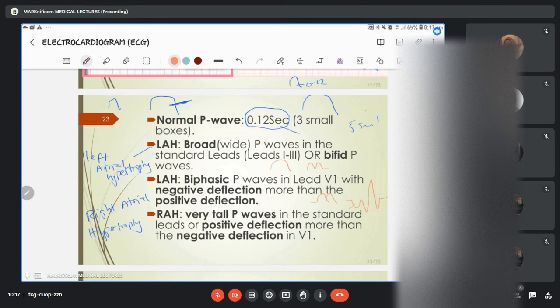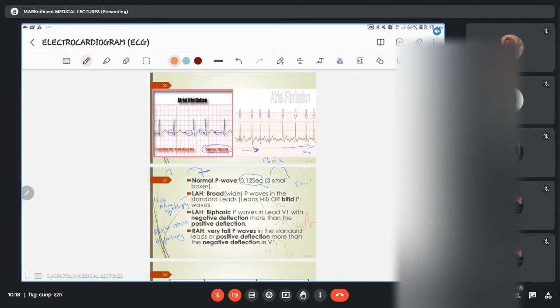And then another case scenario is where you have very tall P waves in the standard leads and then positive deflection more than the negative deflection in V1. This is relating to the V1. I'll still go back to the ECG up there and then you'll see the V1 I'm talking about. So now the P wave, which is supposed to be like this, is now this high, very tall P wave. And then you have a positive deflection more than the negative deflection. That's still the same thing. P wave is up there and then the negative deflection is now looking shorter.